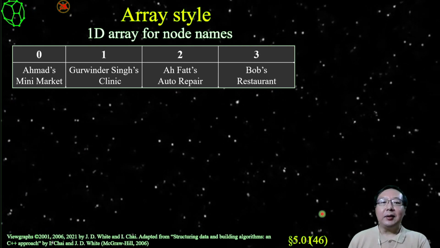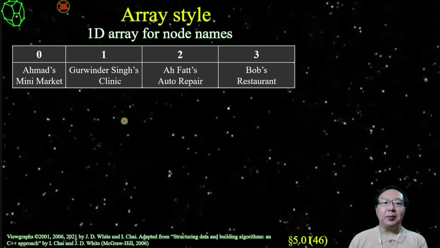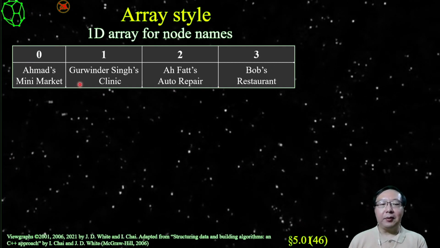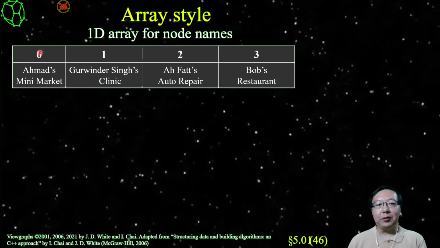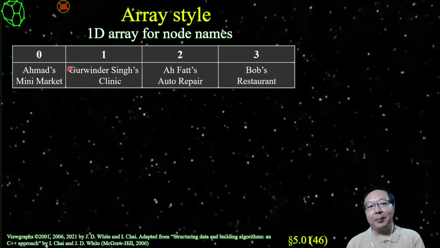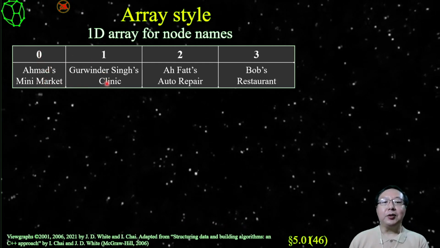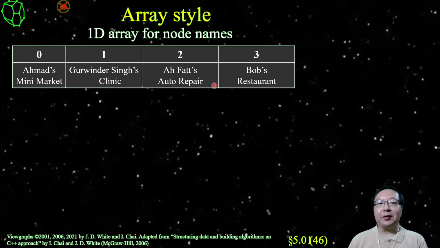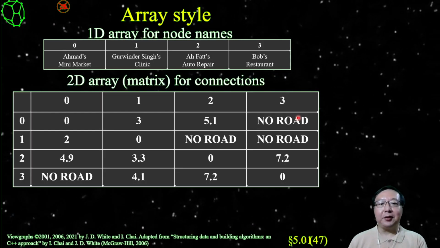Okay, array style, one-dimensional array for node names. We have a one-dimensional array to remember the names of the nodes. So node 0 is Ahmad's Mini Market. Node 1 is Govinda Singh's Clinic. Node 2 is Afat's Auto Repair. And node 3 is Bob's Restaurant.